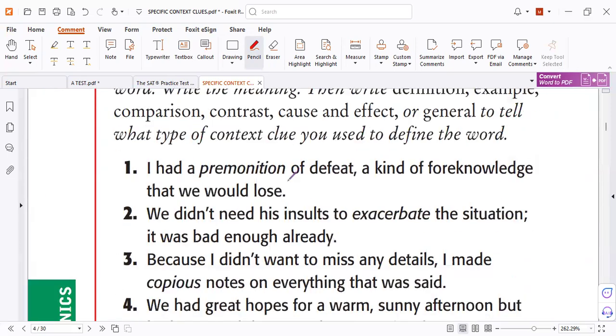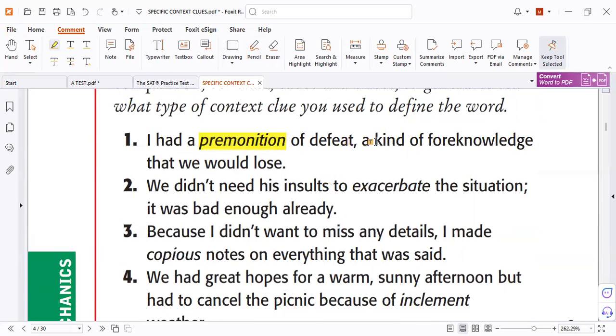Now let's practice some. How can we know from the writing what premonition means? And look, he put a comma. And this comma tells you that it is a positive phrase to something mentioned before. But that means already the definition of it here, foreknowledge, kind of. So foreknowledge means prediction, expectation.